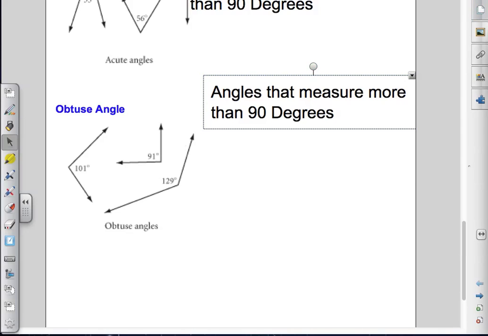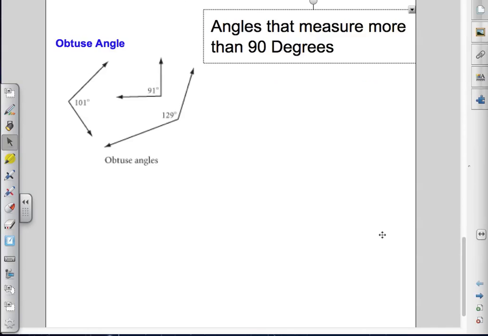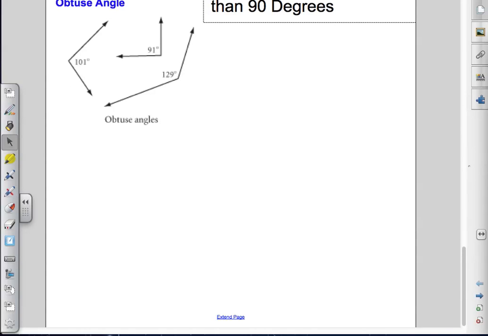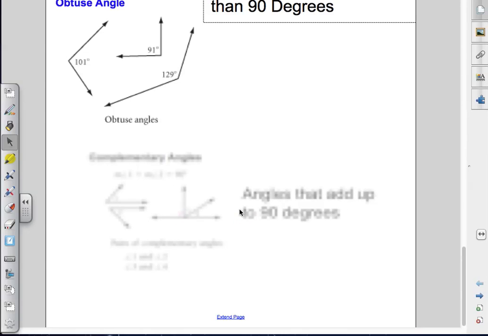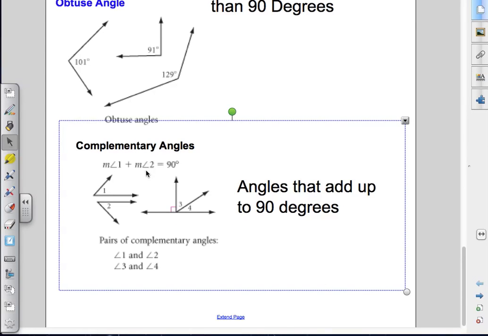And you might be familiar with those. Now let's talk about some that you may not be familiar with. The first one we're going to talk about is complementary angles.